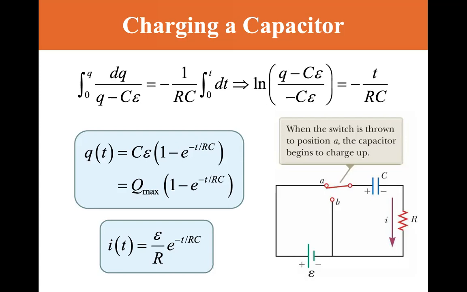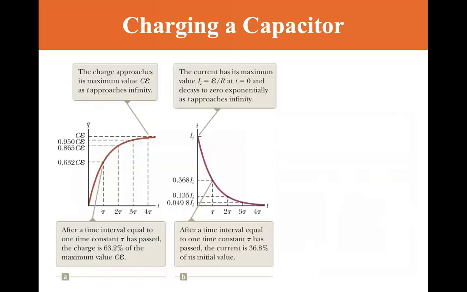So the current is equal to the voltage divided by the resistance, e to the minus t divided by RC. And you can see how at 1 tau, one time constant, the charge has reached 63%, 0.632 times the Q max. At 2 tau, it's 0.865. At 3 tau, it's 0.95. And after many, many time constants, it reaches the maximum charge.